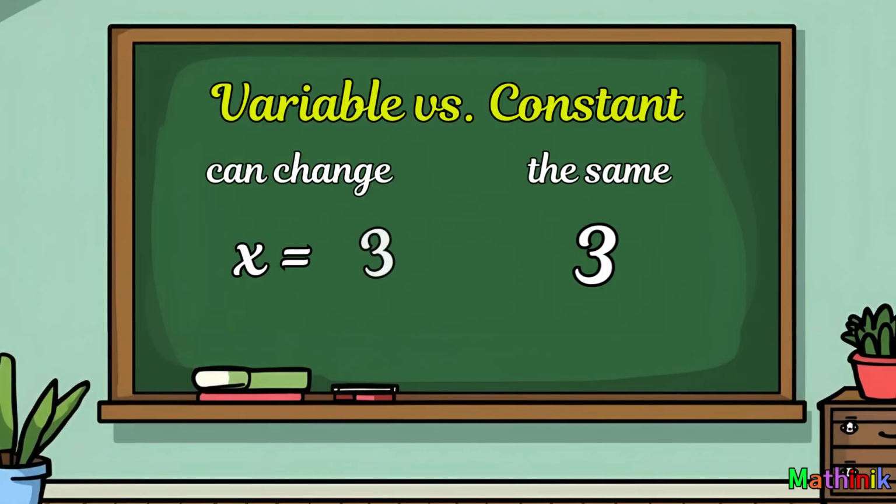Let's compare the two. Variables can change while constants stay the same. If math were a story, constants are the background, and variables are the main characters that can move around.